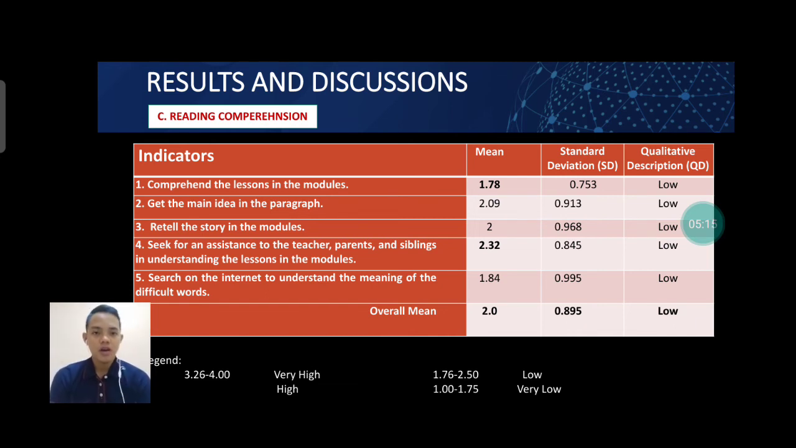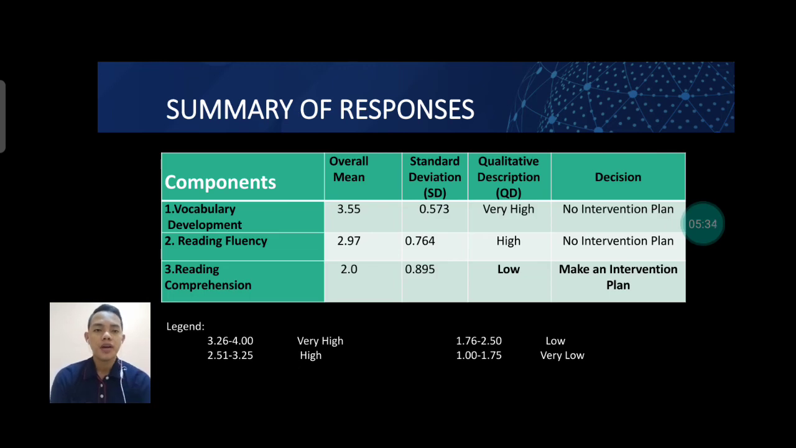Also, the indicator "comprehend the lessons in the modules" obtained the lowest mean of 1.78, which means low. This means that the learners cannot comprehend the lessons in the modules, or they have a problem when it comes to comprehension skills. So here is the summary.